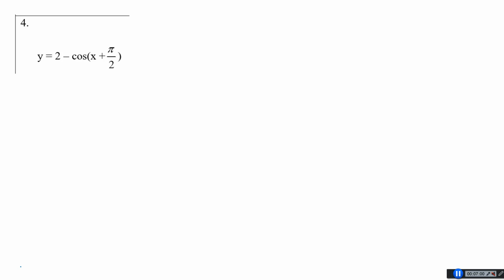All right. Next, 2 minus cosine of x plus pi over 2. This is number 4. So I'm going to rewrite this as negative cosine. I don't have to clean the x. It's already clean because there's nothing in front of it to pull out. So the period is not going to change. x plus pi over 2. And I'm going to write this as plus 2 at the end. It makes it clearer that we have a vertical shift up of 2 and that we are reflected over the x-axis.